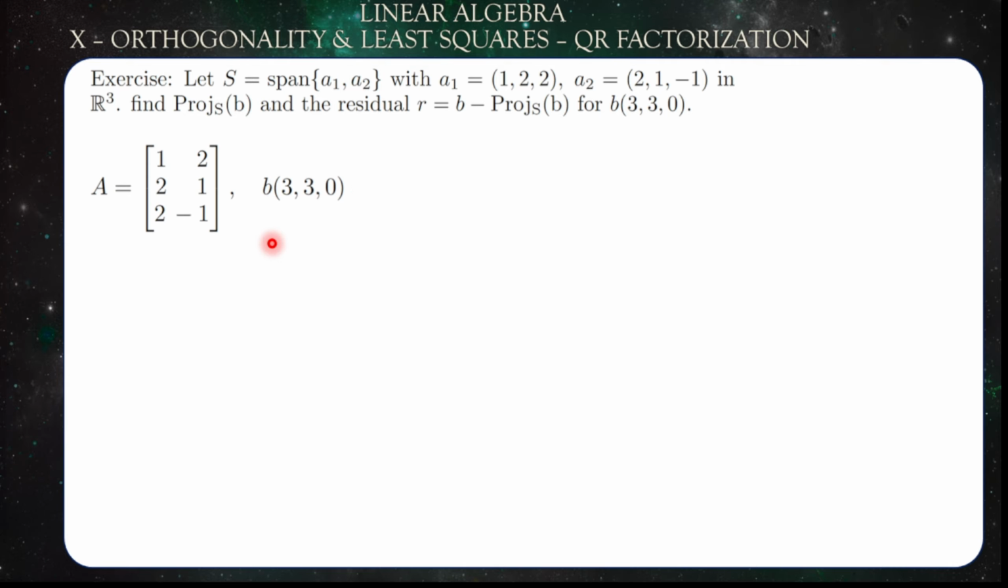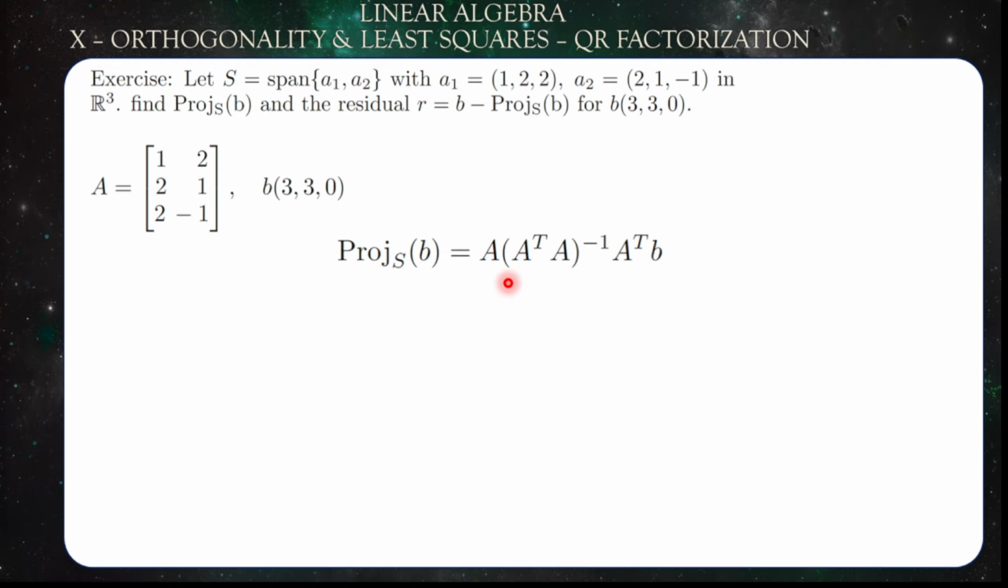Okay, so A is equal to [1, 2, 2] and [2, 1, -1], which are respectively the first and second vectors that will form these two columns within the A matrix. And B is given by [3, 3, 0]. So the projection of B over S is given by this formula, which, I'm sorry to tell you, we need to memorize in case you need it.